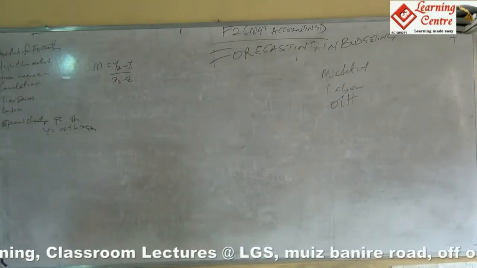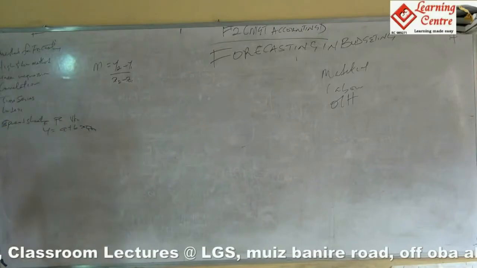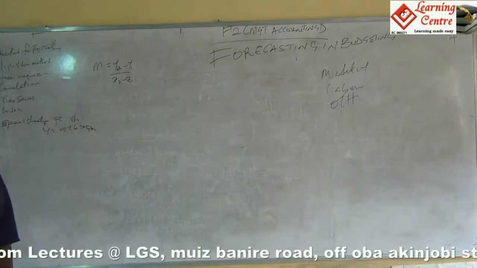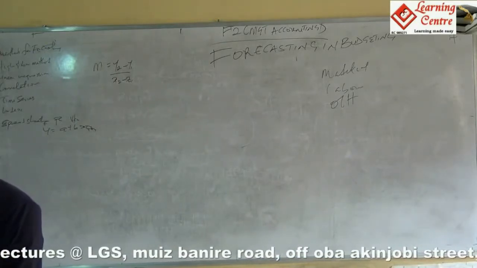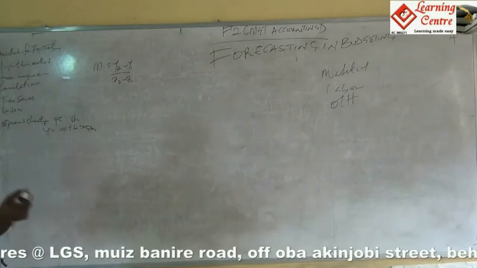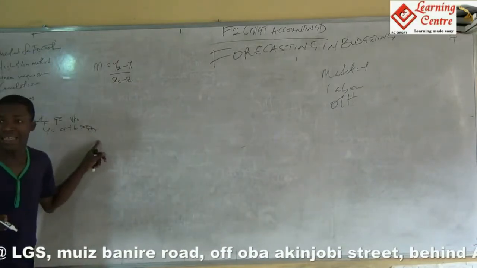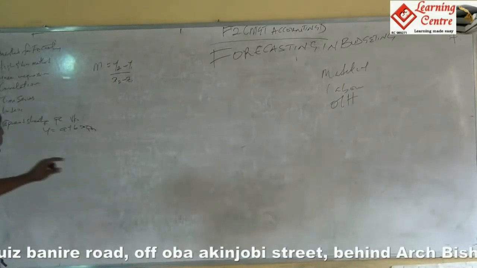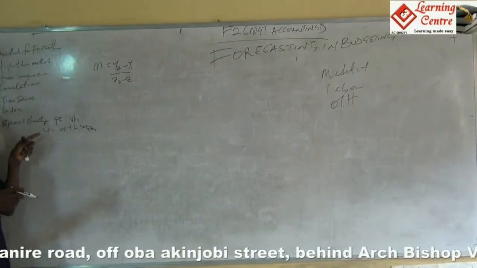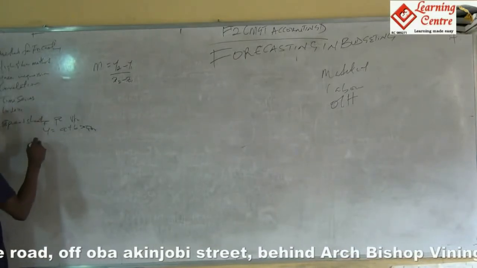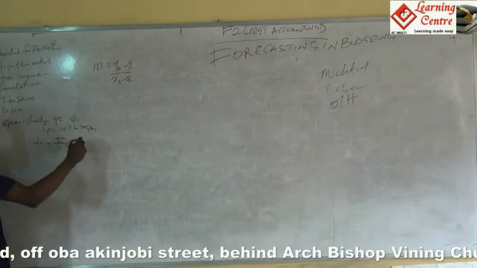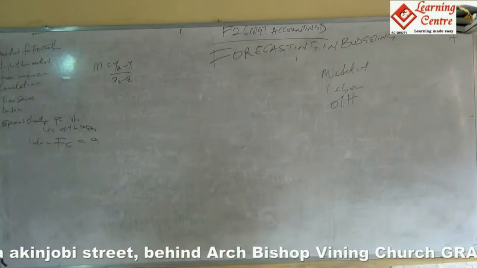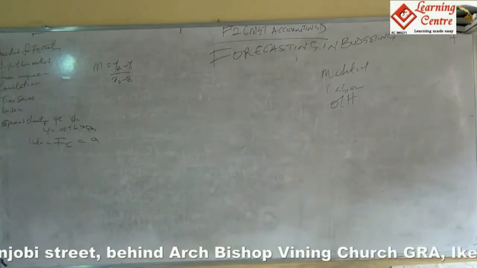Now, remember that where we say intercept of the line, that means at the point where the line cuts the y-axis. At that point, x is zero. If that is the case, it means that even if we don't produce anything, y will still have a value. Which means when x is equal to zero, y is equal to something. That means the intercept is equal to the fixed cost, which is a.